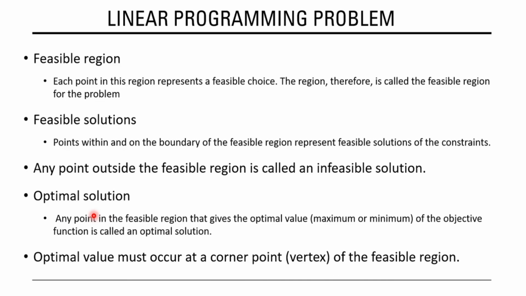Next one, optimal solution. Here, the optimal solution is any point in the feasible region that gives the optimal value, that is, the maximum or minimum value of the objective function. That point is called the optimal solution. So we have one theorem which says the optimal value must occur at a corner point or vertex of the feasible region. So the next step is to find the optimal value.